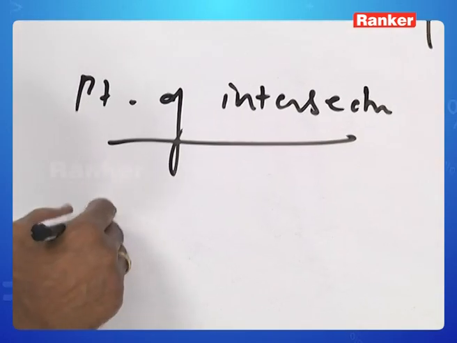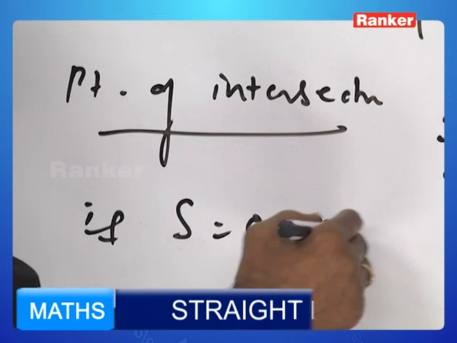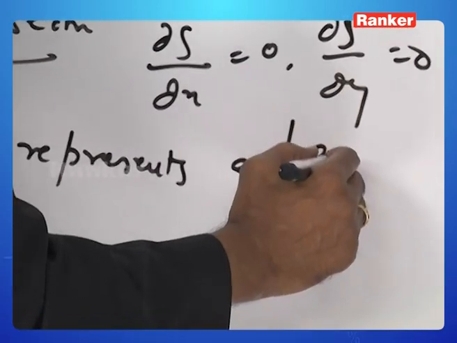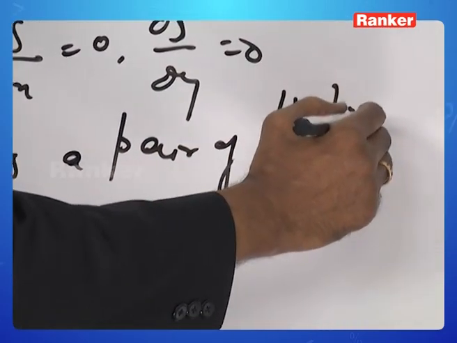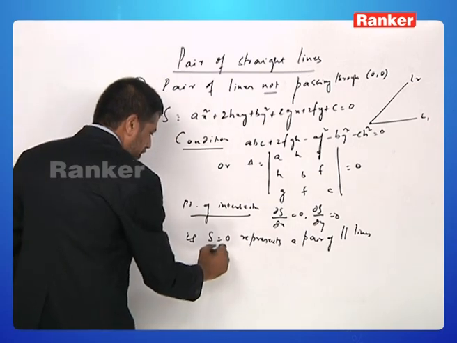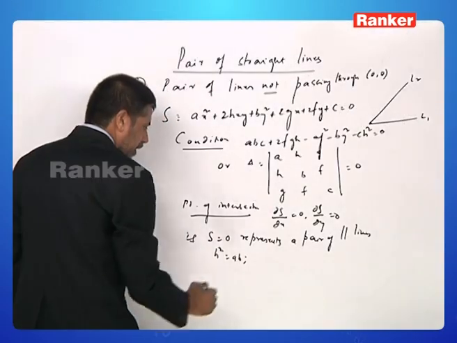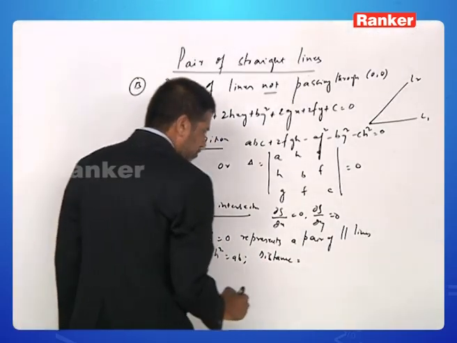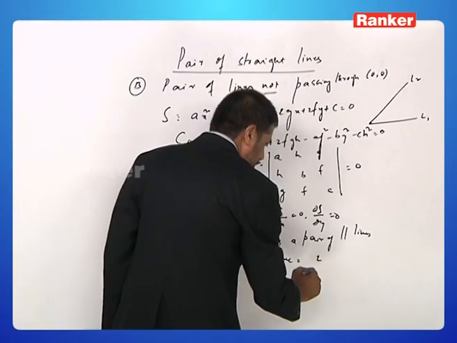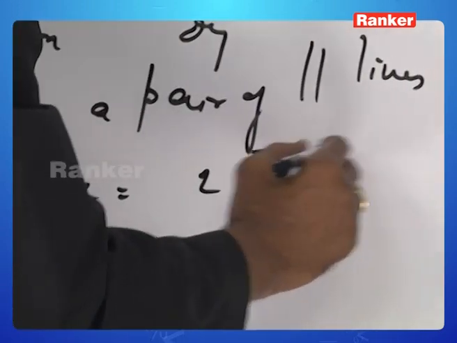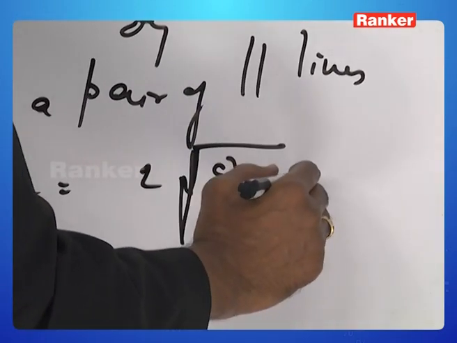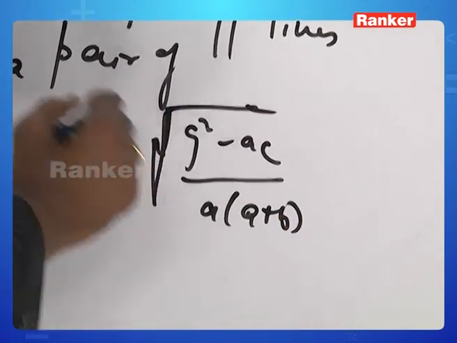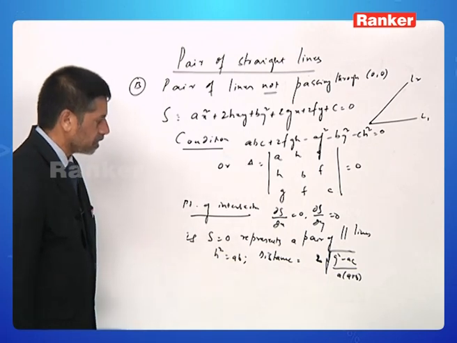Then if s is equal to 0 represents a pair of parallel lines, the condition h squared is equal to ab will be satisfied, and the distance between the parallel sides will be 2 root of g squared minus ac by a into a plus b. This will be the distance between the parallel sides.